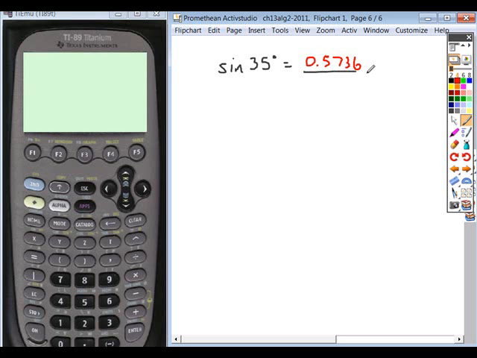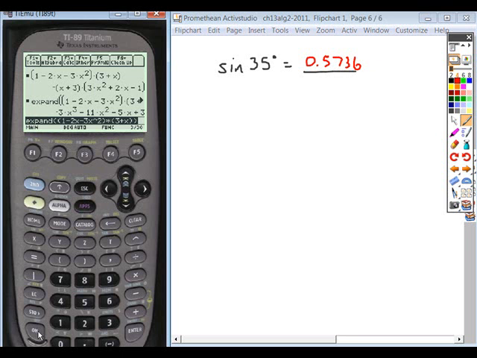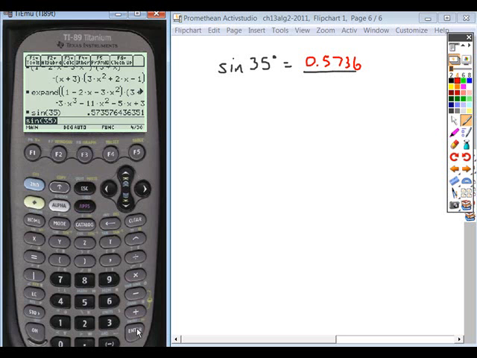Okay, if you did not get 0.5736, you're probably in the wrong mode. Remember, make sure when you begin that your calculator says DEG, especially if you're using the online ones, because those may default back to radian mode every time they turn off. So make sure you're in degree mode. Once you are in degree mode, then you simply type in second function, sine 35, put it in decimal form, and hit enter to get your solution.